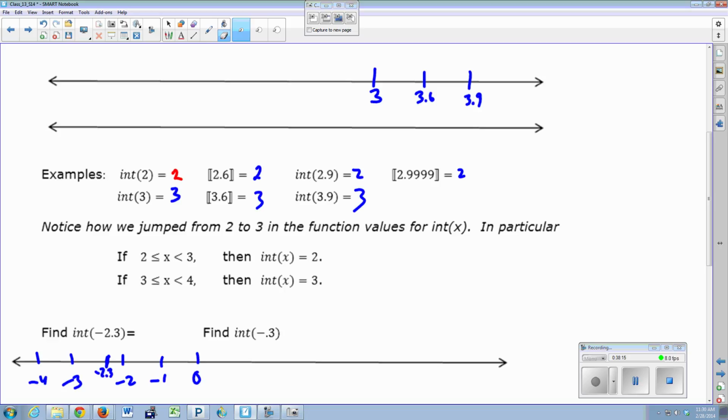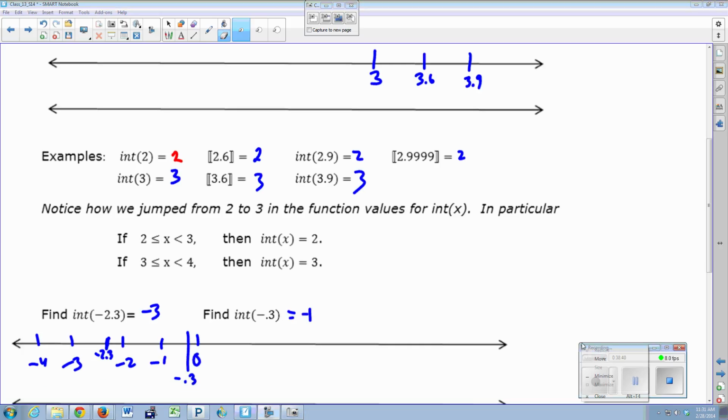And this is the part you've got to be really careful of. What is the greatest integer less than or equal to negative 2.3? Negative 3, because remember, you get smaller when you go to the left. So that answer is negative 3. And what if I put in negative 0.3? What would my answer be? Negative 1, right?